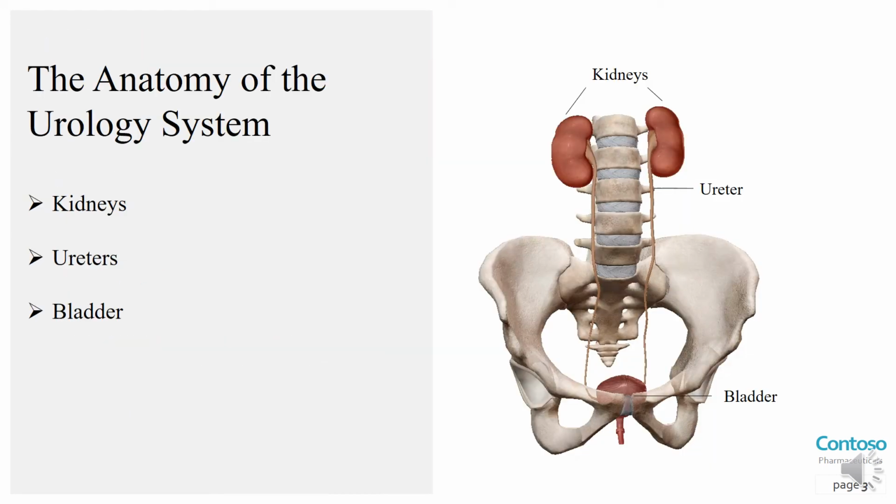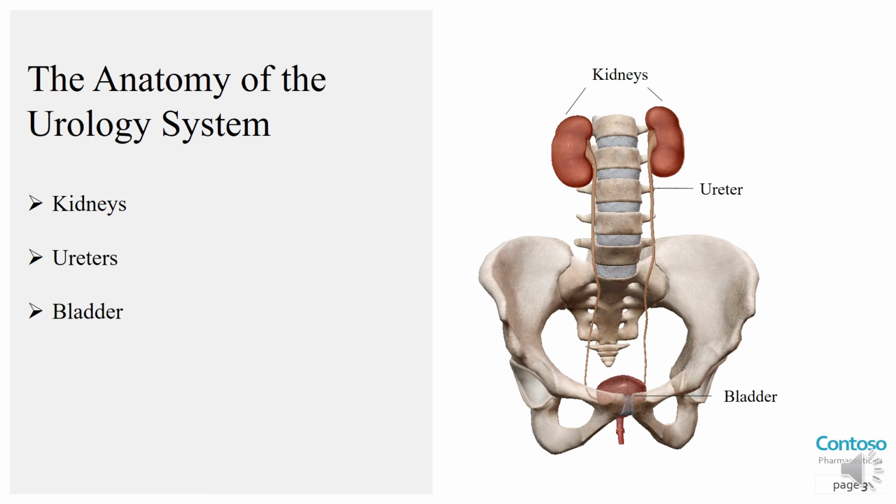First, we'll briefly discuss the anatomy of the urologic system, or the structures of the urologic system. These are made up of the kidneys, the ureters, the bladder, and the urethra. The nephron is the functional unit of the kidney. The bladder serves as the reservoir for urine.